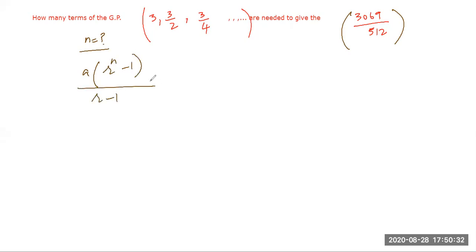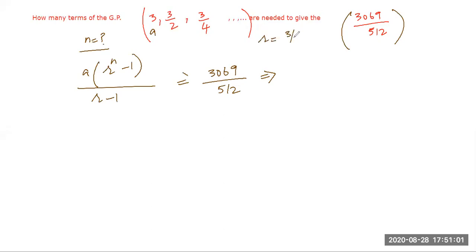There are so many formulas in maths plus 1. So first you should know how to derive the formula. And once you know how to derive the formula, even if you forget, you can derive it. And if you write the formula again and again, it goes to your memory, so you remember it quickly. This is equal to 3069 by 512. So now we know this is A, and what is R, students?